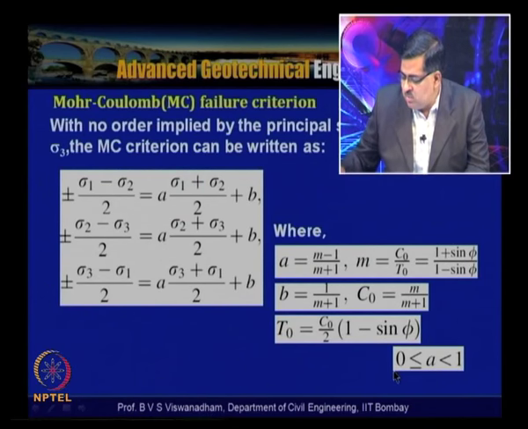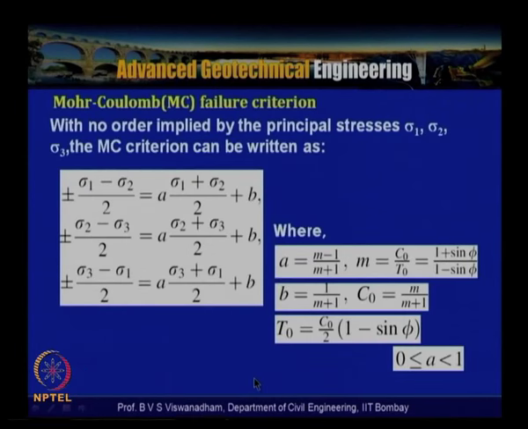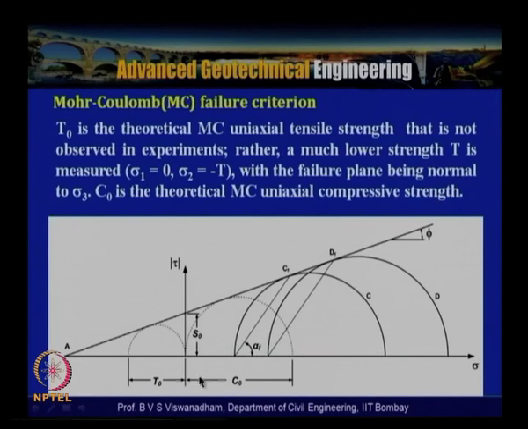So the values of the C naught and T naught are depicted here, and C naught by T naught is nothing but the ratio of these two. This is the typical Mohr Coulomb failure envelope with a Mohr circle C and Mohr circle D.